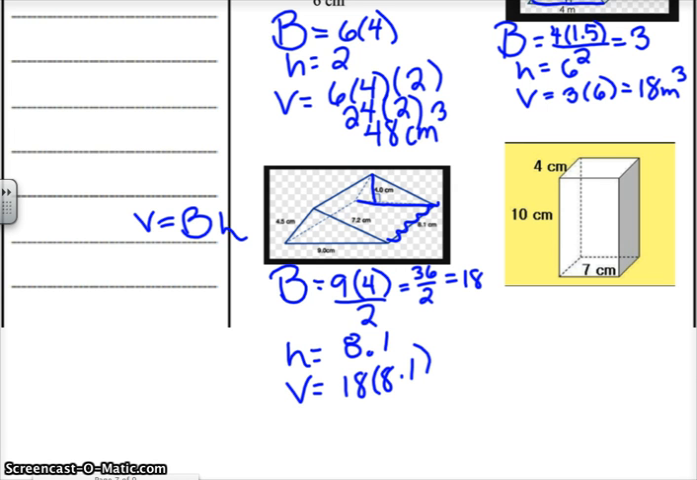You don't have to show this much work in your actual homework. I will want to see what you're multiplying together, but you don't have to say H equals or big B equals. I do need to see this step though. I need to see that you know what they equal, and I can see that by that last step. So 18 times 8.1 is 145.8 cubic centimeters.